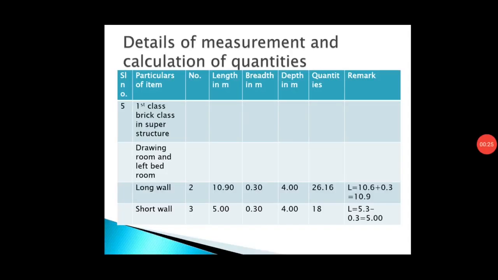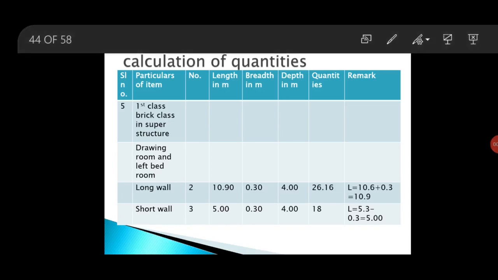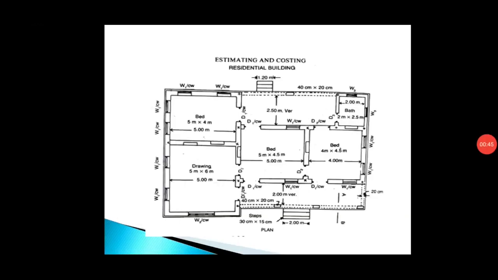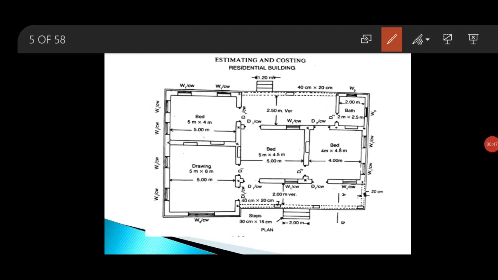So in the details of measurement form, write down first class brickwork in superstructure, then the first part, that is drawing room and left bedroom. So first we will move to the first part, that is drawing room and left bedroom. So this is the first part.